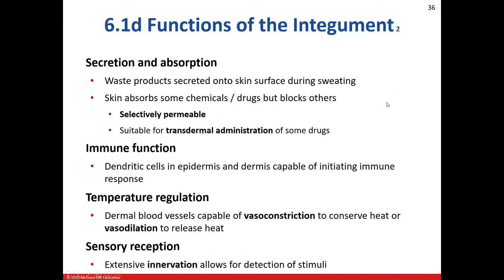All right, the skin is also responsible for secretion and absorption. So waste products can be secreted onto the skin's surface during sweating. They get out in the sweat. The skin will absorb some chemicals and drugs, but block others. It is selectively permeable in that regard.